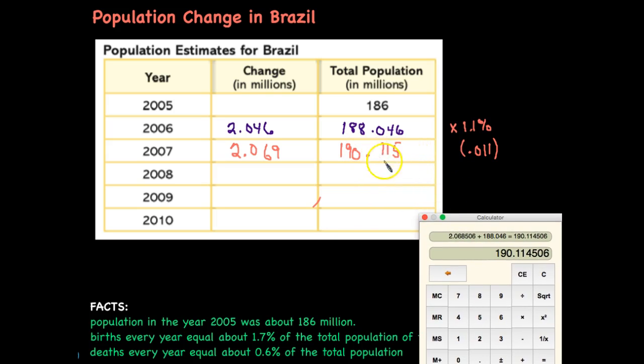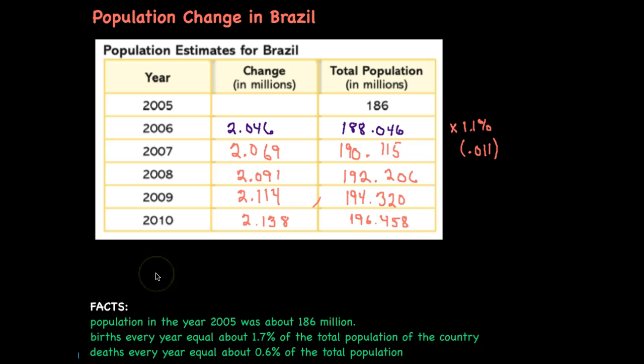We would now take the 190.115 and multiply that by 0.011. That will give me a new change of 2.091, and when I add it to the 190, I end up with 192.206. And then I would start over. 192.206 times 0.011, which is our change.